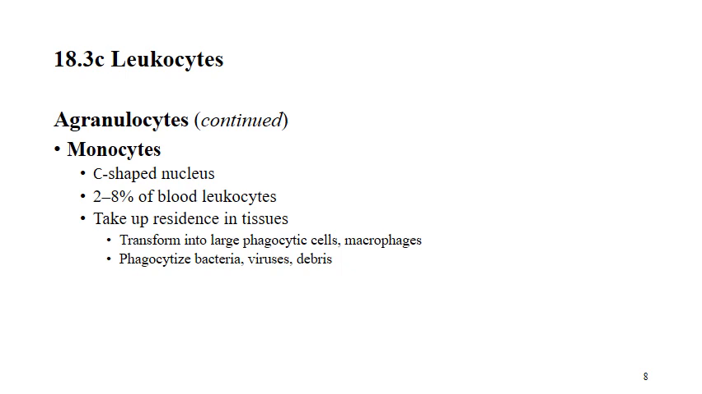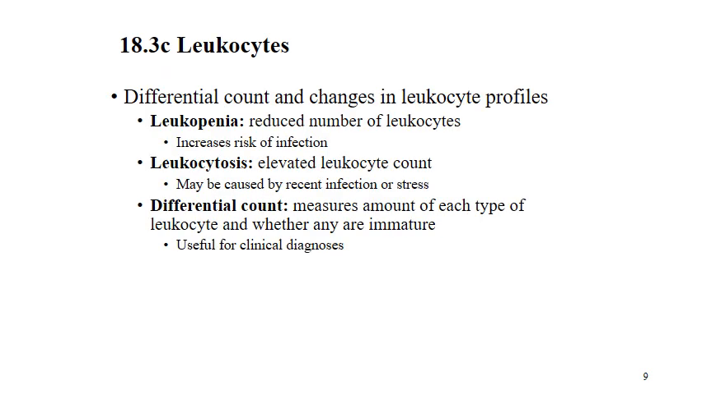They have a C-shaped nucleus, and they make up 2 to 8% of blood leukocytes, and they take up residence in tissues. So they transform into large phagocytic cells, or macrophages, and they phagocytize bacteria, viruses, and debris. So differential count and changes in leukocyte profiles. So leukopenia is a reduced number of leukocytes. It increases your risk of infection. Leukocytosis is elevated leukocyte count, which may be caused by recent infection or stress.